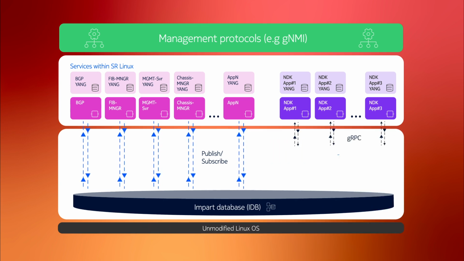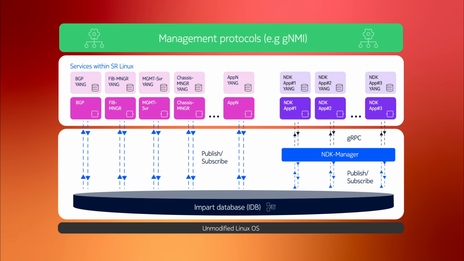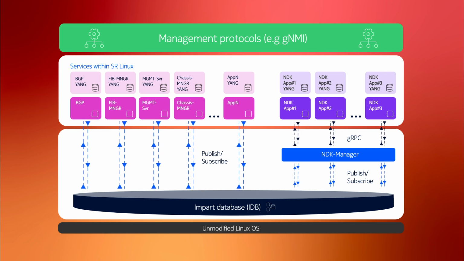As part of the internal architecture to support NDK, Nokia has implemented the NDK Manager, which acts as a proxy between the NDK applications and the IDB. It uses the gRPC protocol, which enables writing applications in a variety of common programming languages, including Python, Go, C#, C, C++, Java, and JavaScript. Custom-built applications make use of the same underlying SR Linux architecture and infrastructure, with configuration and state stored in the IDB using their own custom YANG models.